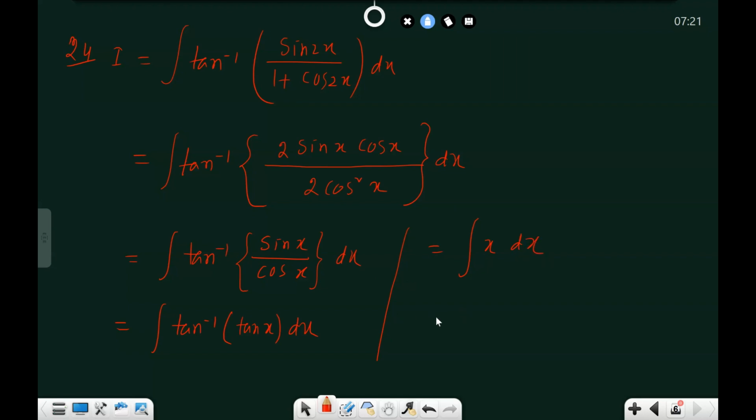And now integrating this x, simply result will be x square by 2, then plus constant of integration c, and that will be your solution for the question.